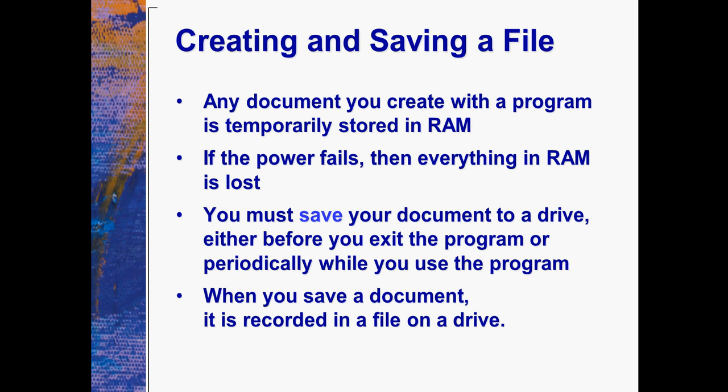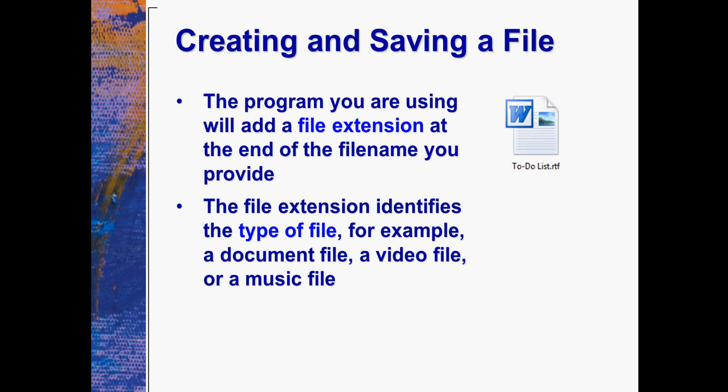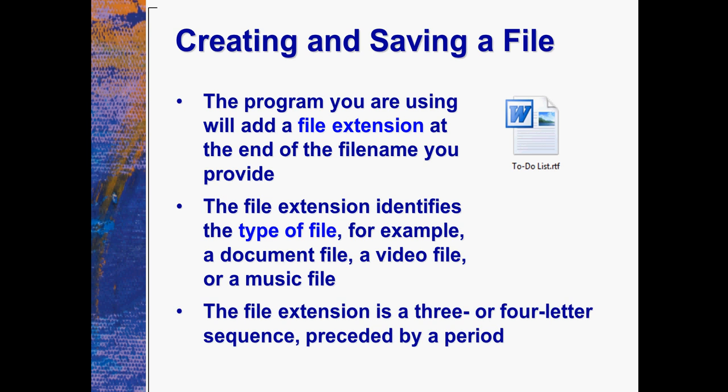When you save a document, it is recorded as a file on a drive. The program you are using will add a file extension at the end of the file name you provide. The file extension identifies the type of file, for example, a document file, a video file, or a music file. The file extension is a 3- or 4-letter sequence preceded by a period.